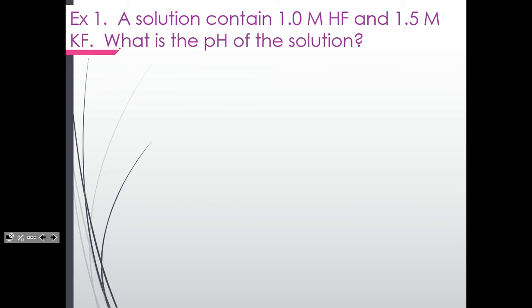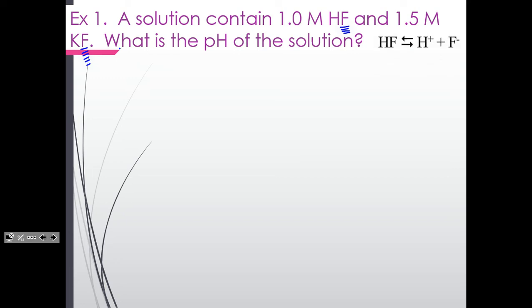So let's go ahead and solve our first common ion problem. A solution contains 1.0 molar hydrofluoric acid and 1.5 molar KF. What is the pH of the solution? The first thing that I notice is that we have HF, a weak acid, and we're mixing it with a basic salt, KF. And what I want you to understand is that there is no reaction happening. There will not be a chemical reaction taking place. They are just going to be hanging out in solution together, mixing or dissolving where the ions are interacting.